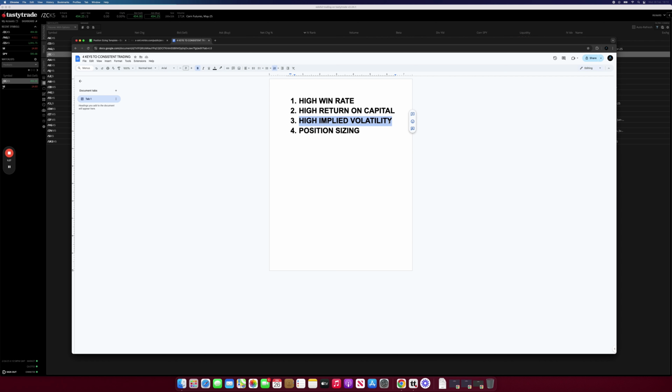Volatility is also mean reverting, which is very, very important, and it's contracting in the market 80% of the time. So when we're selling in high implied volatility environments, we have a pretty good edge.